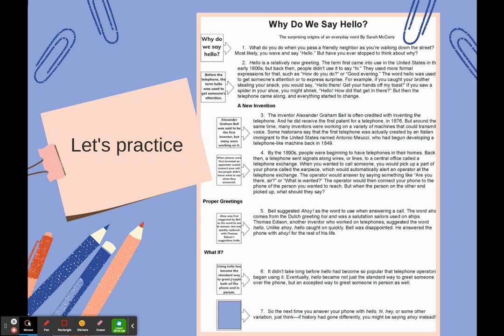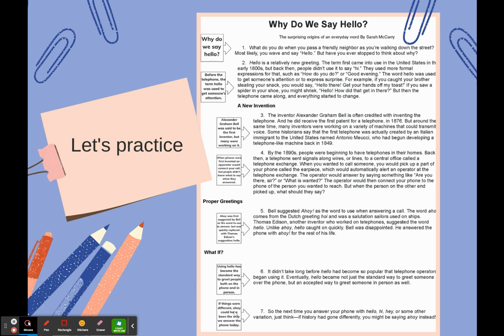This paragraph is talking about how hello is the standard way to greet people on the phone. And this paragraph is talking about how things were different. We might say ahoy. All of those things are in my own words. Now, remember, a summary does 2 things. It paraphrases the information in your own words, but now I also have to delete the things that aren't important.